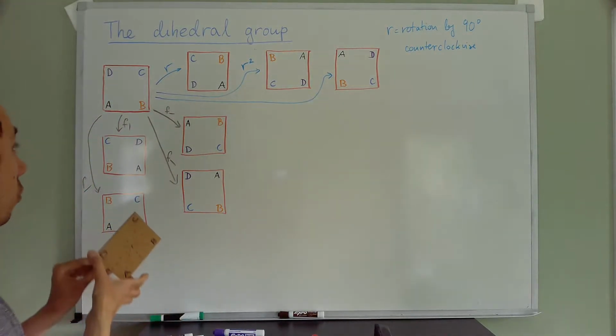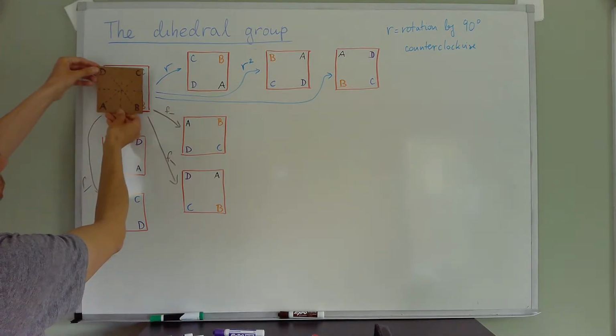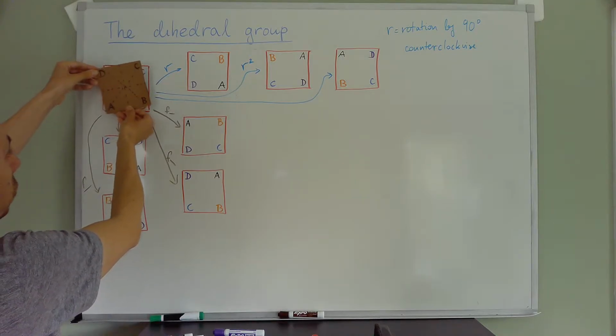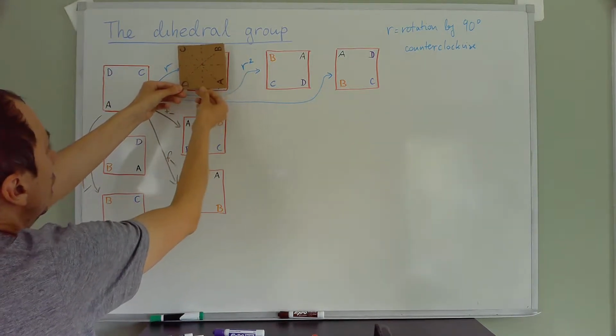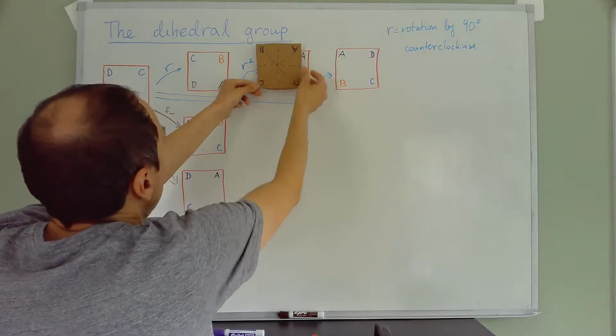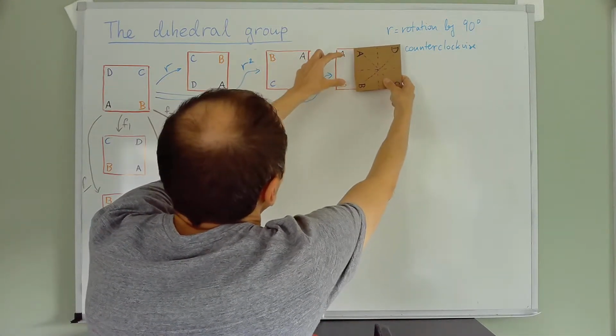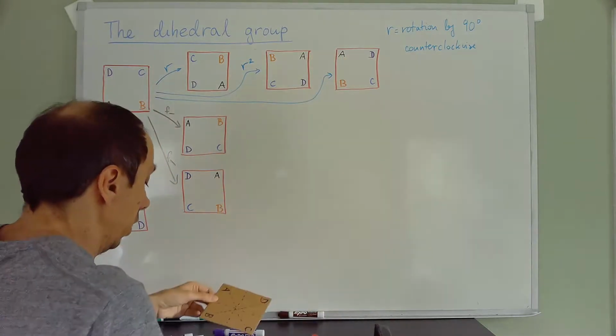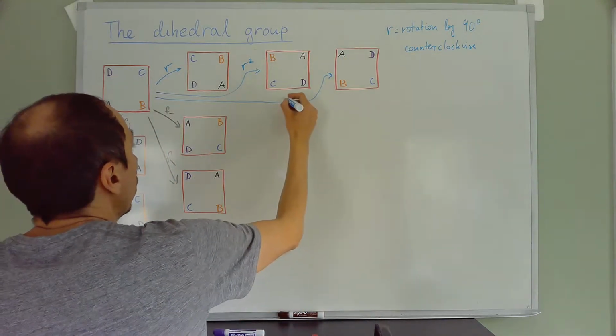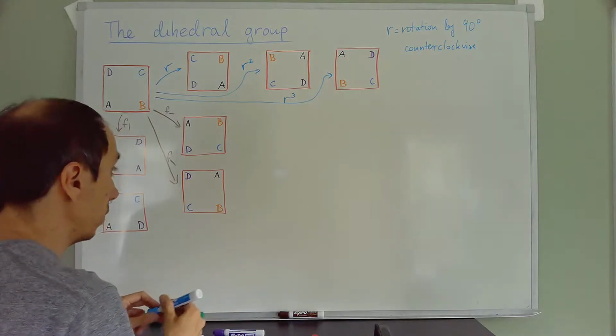I can continue with these rotations, right? I can now rotate it 3 times counterclockwise by 90 degrees. If I rotate it once, I get this one. If I rotate it again, I get this one. And I rotate it again, and I get this one over here. DC is here, AB is here. So that one here is rotation counterclockwise by 90 degrees 3 times.